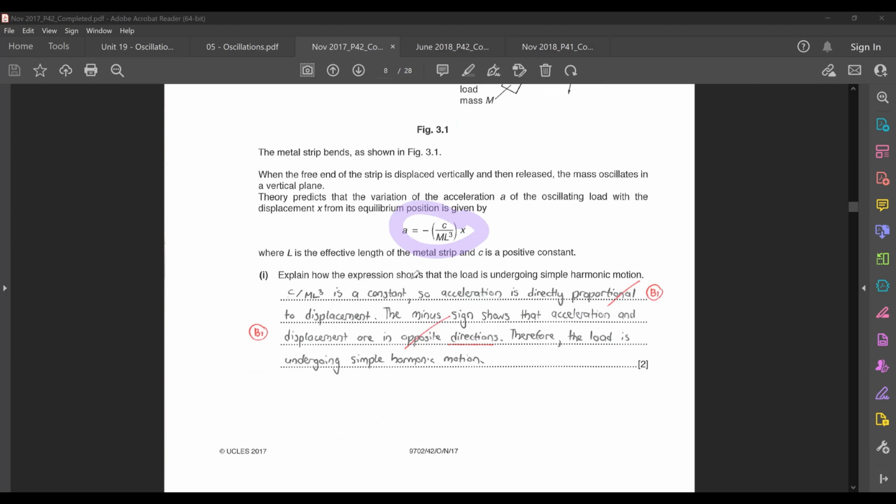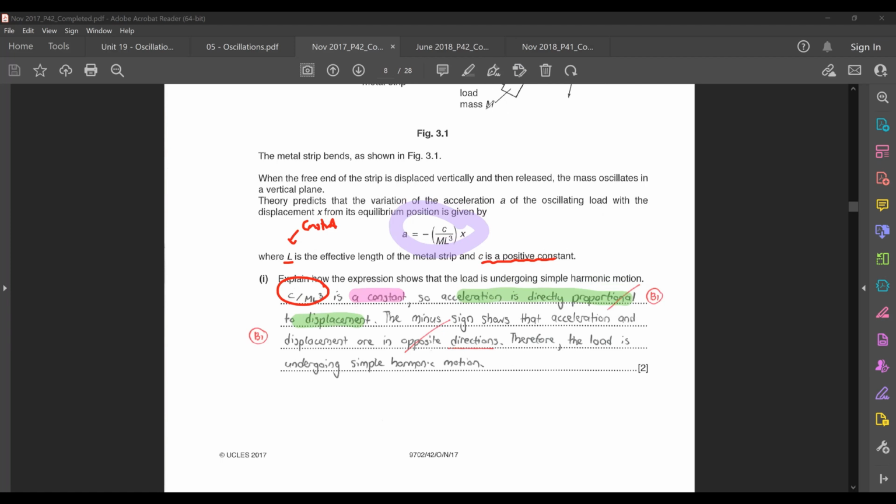You always need to say what is constant first before you move on to saying that acceleration is directly proportional to displacement. So here, what is constant? You need to specifically identify it. Here, you need to say that C over ml cubed is a constant, which you can actually verify to be true. They already said to you, C is a constant. L is the length, which should not change. And then M is your mass, which also by right should not change.